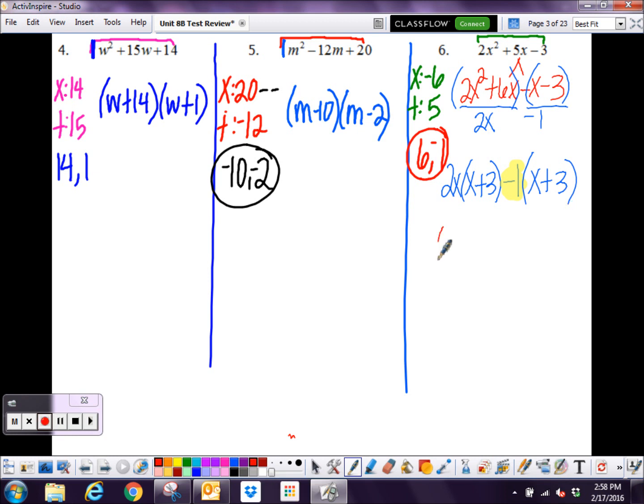So my final factors here are x plus 3, because that's what's in the group. And then I'm left with 2x minus 1. And again, these can go in either order. You could write 2x minus 1 and then x plus 3.